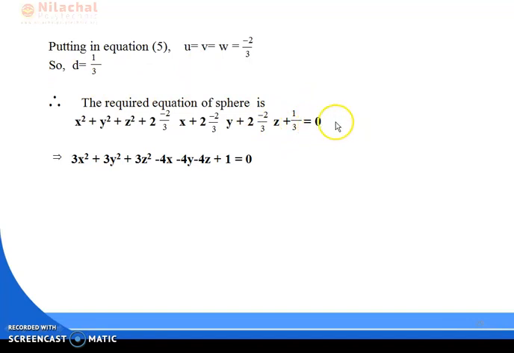Just put these values of u, v, w, d in equation number 1. What do we get now? x square plus y square plus z square minus 4 by 3 x, minus 4 by 3 y, minus 4 by 3 z plus 1 by 3. The LCM should be 3. What do we get? 3x square plus 3y square plus 3z square minus 4x minus 4y minus 4z plus 1 equals 0. Multiplying this by 3 with 0, we get 3x square plus 3y square plus 3z square minus 4x minus 4y minus 4z plus 1 equals 0. This is our required equation of the sphere.